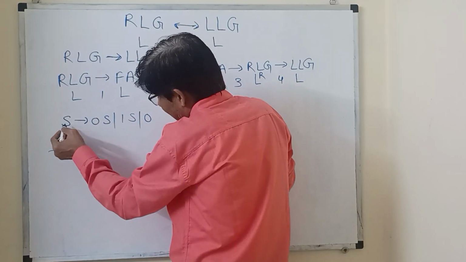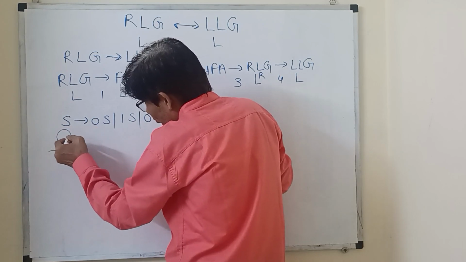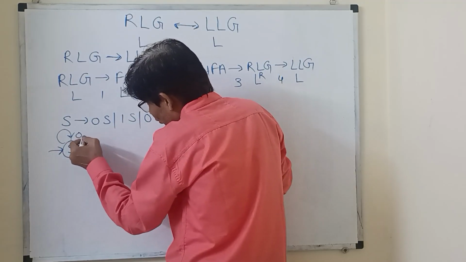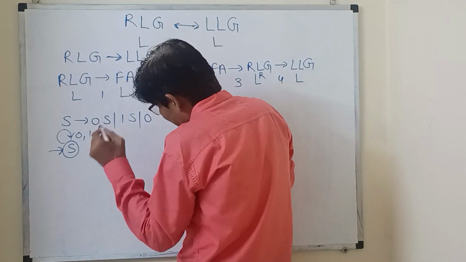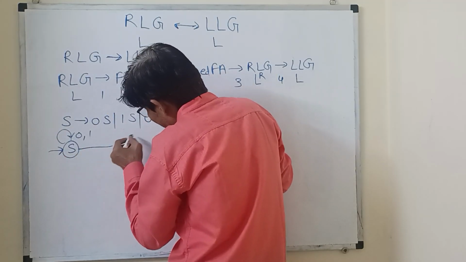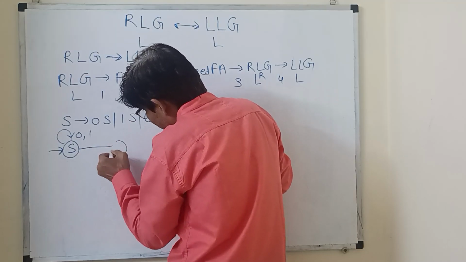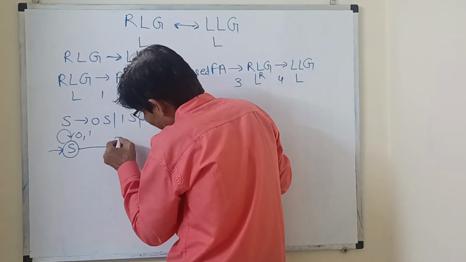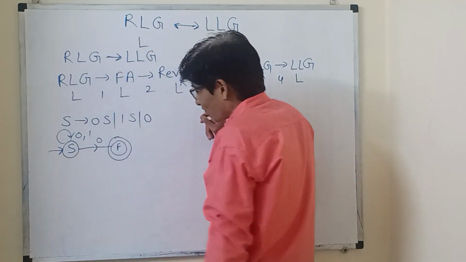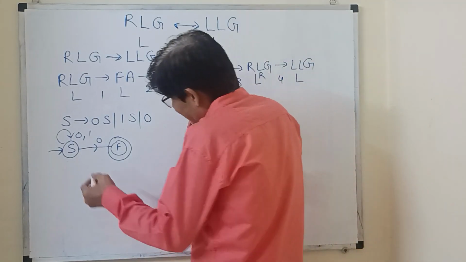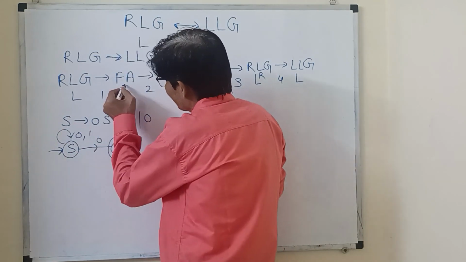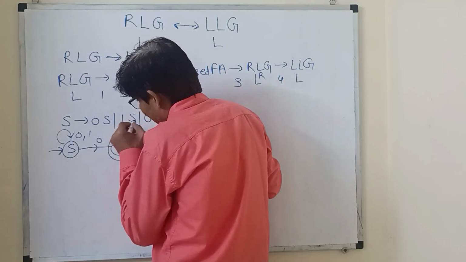So on S, if we apply 0, we move to S itself. Then on S, if we apply 1, we move to S itself. And then we also have one more production, S gives 0. As it is only a terminal, it must lead to the final state. So I will create one final state here, F, and one transition of 0 from S to F. Now this is the finite automata equivalent to this RLG.